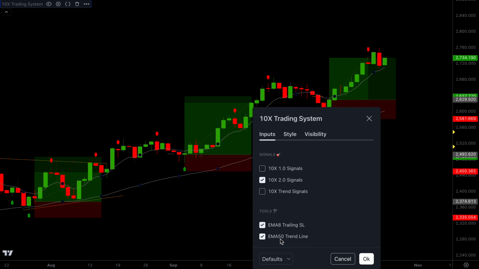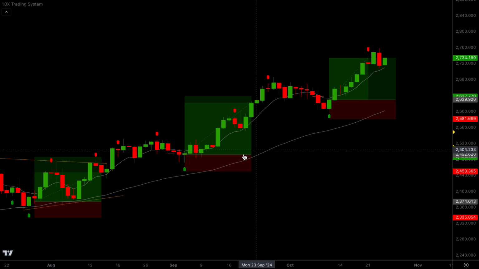And we also have the EMA 50 trend line, which gives you a quick trend identification. So when EMA 8 is trending up, you want to focus on buy signals. When it's pointing up, focus on buy signals. When it's pointing down, focus on sell signals. So those are some quick tips on how you should view the signals when you're just getting started.